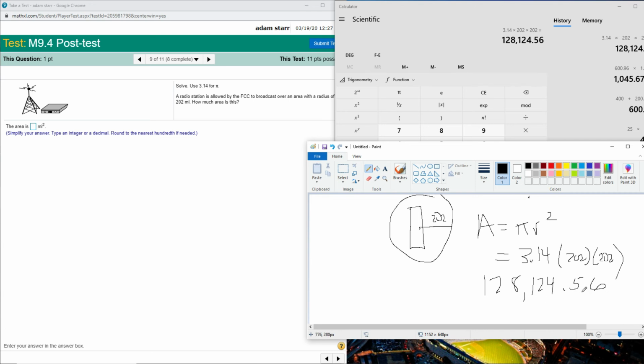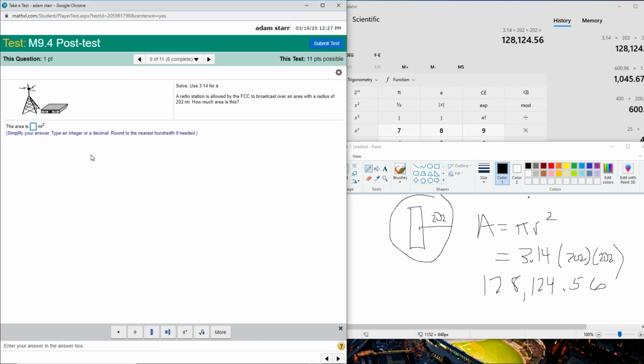I don't need to round here because this is already to the nearest hundredth. Again, that's 2 decimal places.